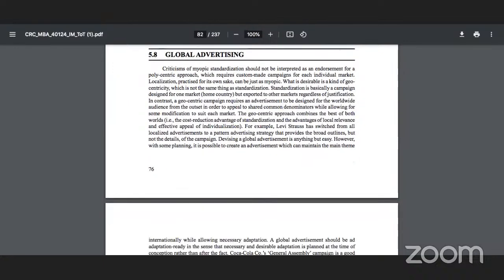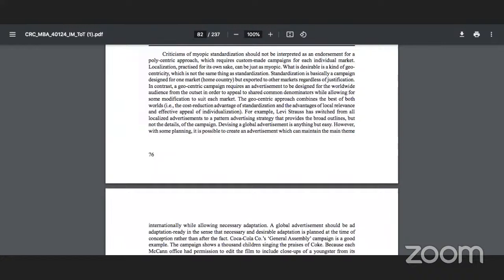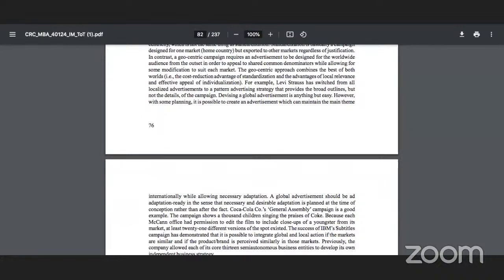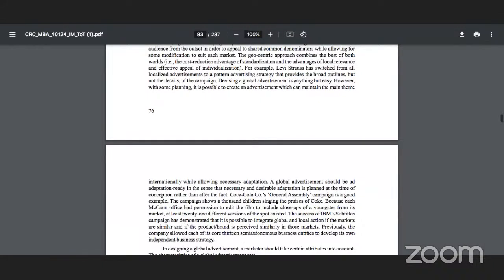The next part is in terms of global advertising. So there is a lot of criticism in terms of the myopic standardization that we have talked about. For example, Levi Strauss has switched from all localized advertisements to a pattern advertising strategy that provides broad outlines but not the details of the campaign.